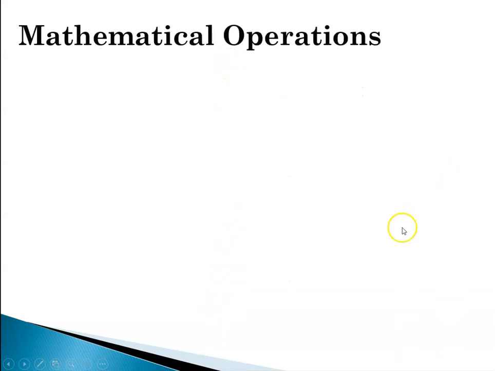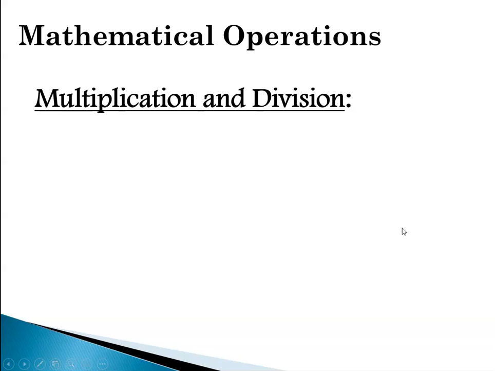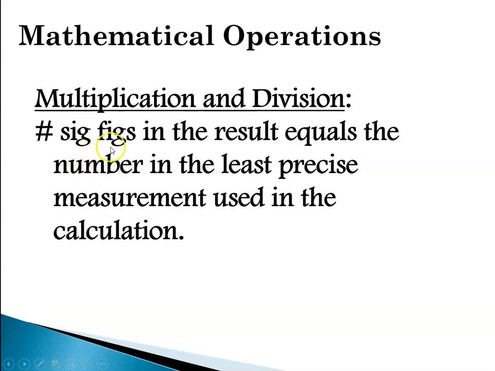So now let's look at some mathematical operations, and we're going to start with multiplication and division. So here's the rule. The number of significant figures in the answer, in the result, must equal the number in the least precise measurement used in the calculation. So let's look at an example. Here I'm multiplying 6.38 times 2.0. This number has three significant figures. This number has two significant figures, which is less. Two sig figs is less.